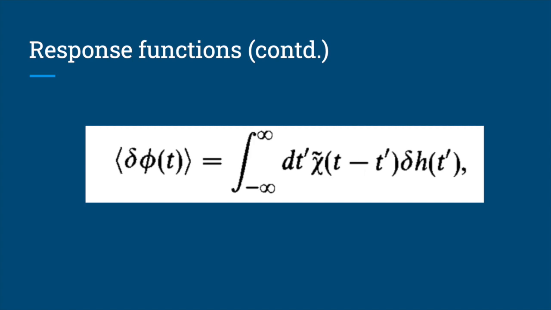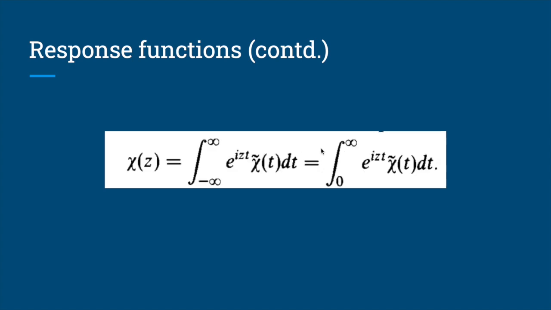We will consider the response of a single position independent field phi of t to its conjugate external field h of t. So we have this expression, and now we are interested in this response function as a function of frequency rather than time. So we would like to do a Fourier transform of this function and then analyze it. It is useful to introduce the Laplace transform first. This is the Laplace transform of that function chi tilde of t, and we call it chi of z.